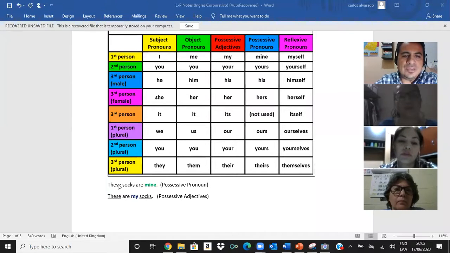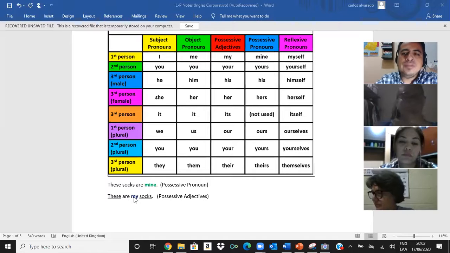Okay, for example, these socks are mine. These are my socks. So normally it goes before the adjective. Okay, so my sería un possessive adjective. It goes before the object. Okay, very good. So do you guys remember the exercise that we did yesterday?